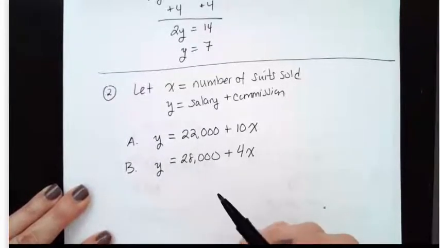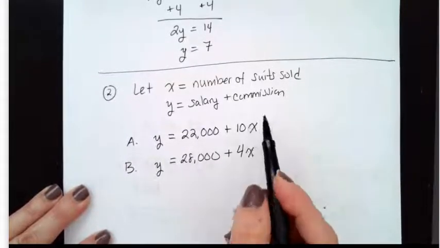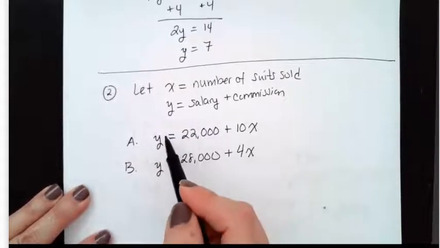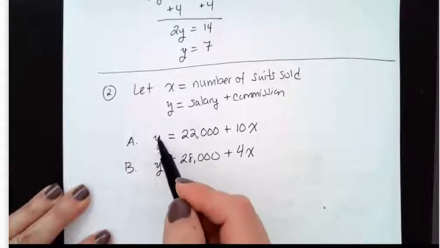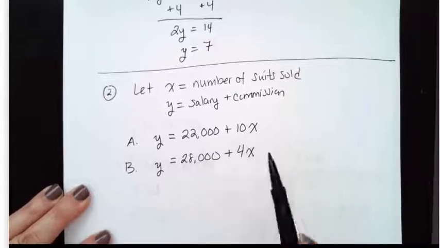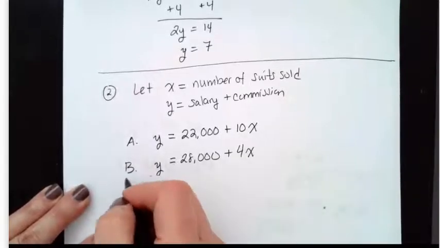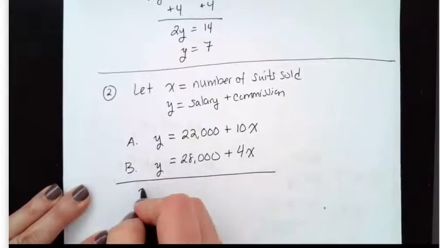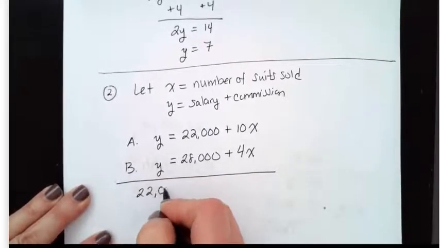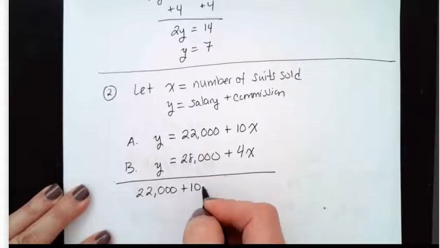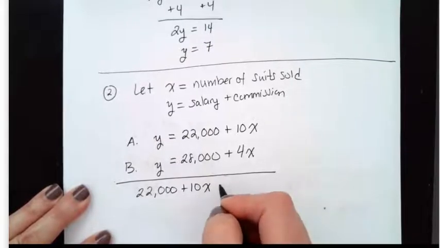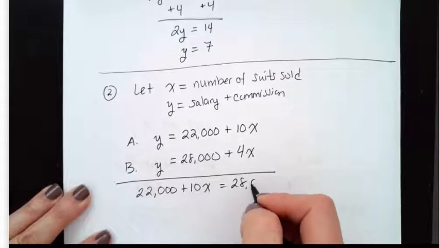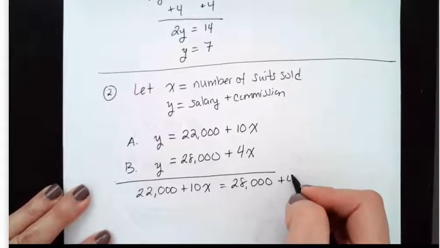We can also think about this in terms of substitution. I want both of these things to equal the same value, so the same Y, so I could set them both equal to each other. So let me go ahead and do that here. So 22,000 plus 10x equals 28,000 plus 4x.